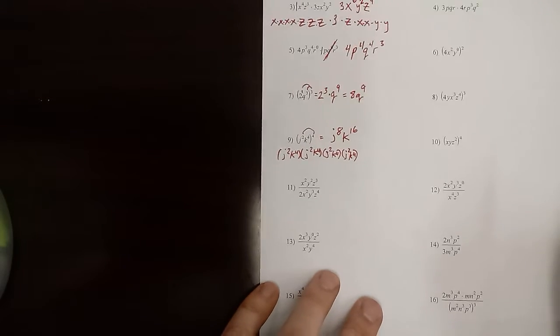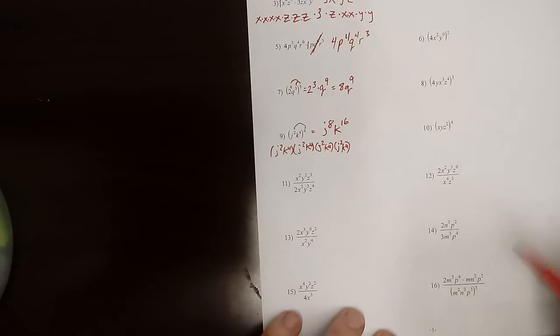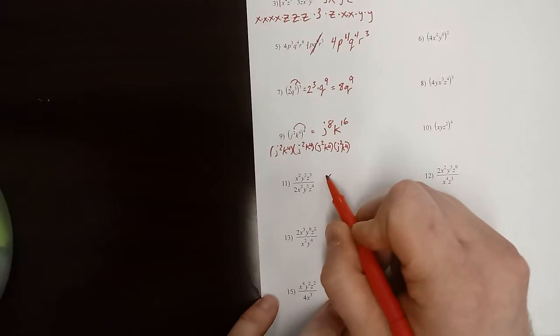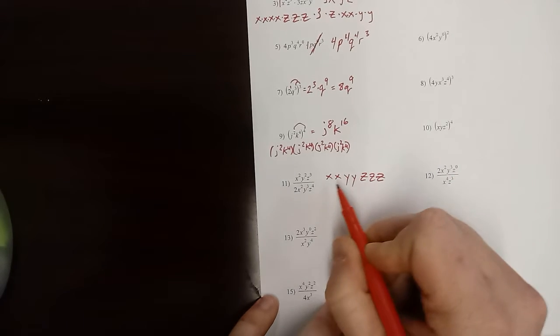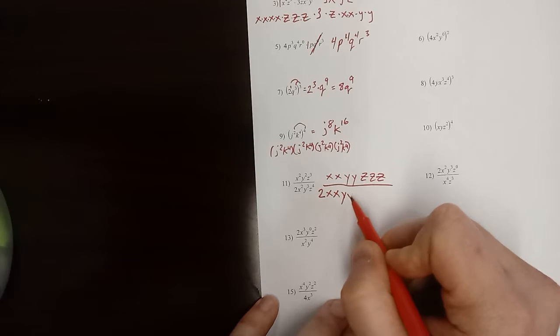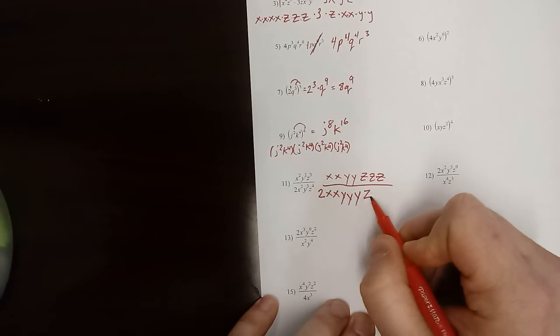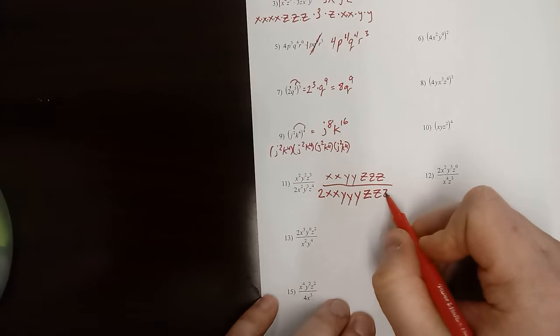All right, so let's move on. On number 11, these are the ones that I like to write out, even though we don't need to. I've got x and then y and then y and then z and then z and then z. Down here, I've got a 2, and then x, and then x, and then y, y, y, and then z, z, z, z.